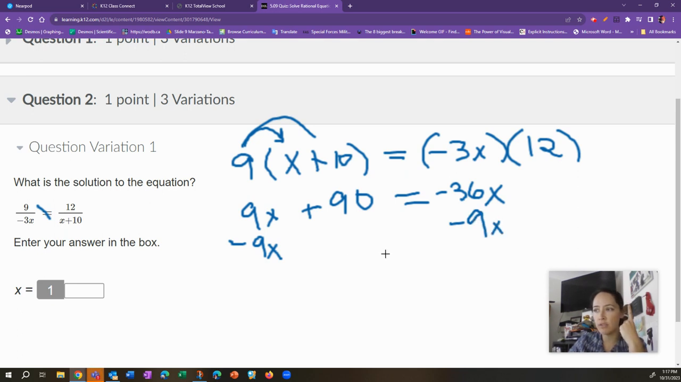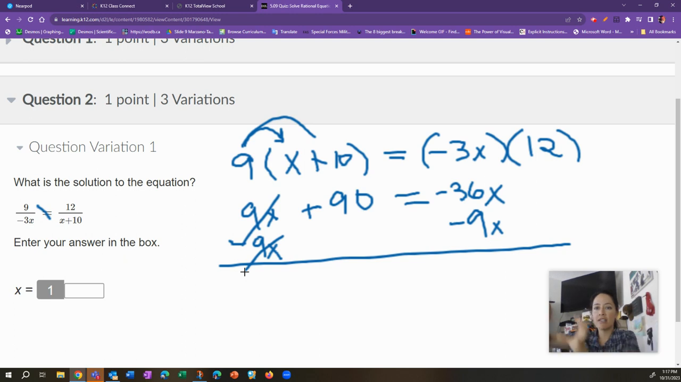The equal sign is powerful. As long as you keep it balanced, you're going to be fine. So 9x, take away 9x, 0. So we're moving it to the other side by doing the opposite. That's a positive 9x, so take away a 9x, subtract a 9x to get rid of it. So then this side, we're just left with 90 is equal to negative 36x minus 9x. It becomes negative 45x.